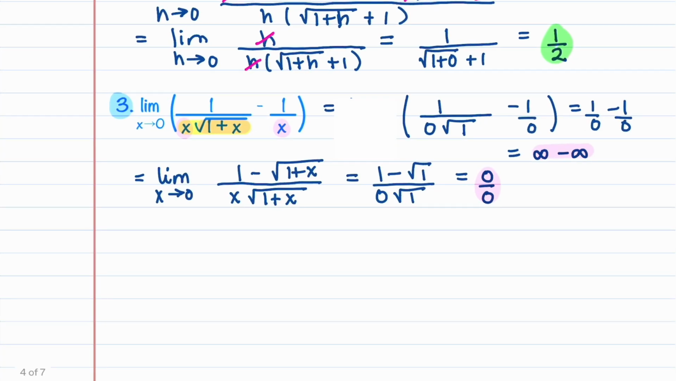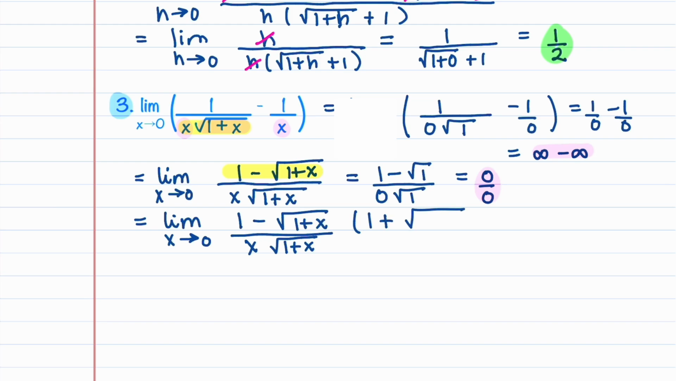Notice now that we have a term in the top that's a number minus a square root. That means that we can multiply by a conjugate. Let's go ahead and do that. This is the limit as x goes to 0, 1 minus the square root of 1 plus x, all divided by x square root of 1 plus x, and let's multiply by the conjugate, 1 plus square root of 1 plus x, all divided by 1 plus square root of 1 plus x.